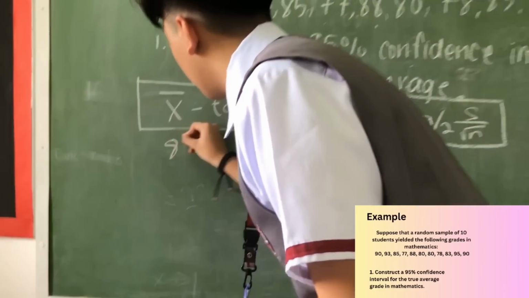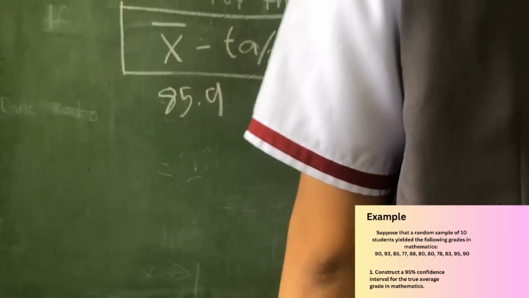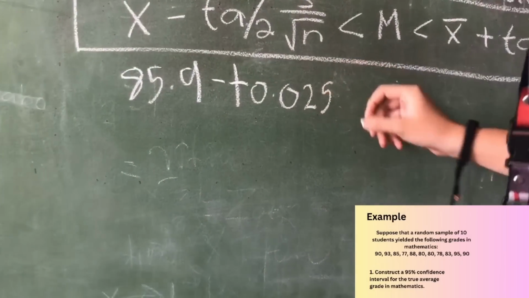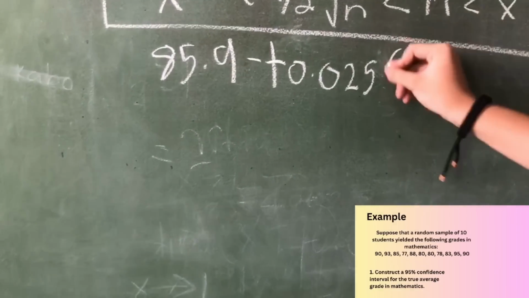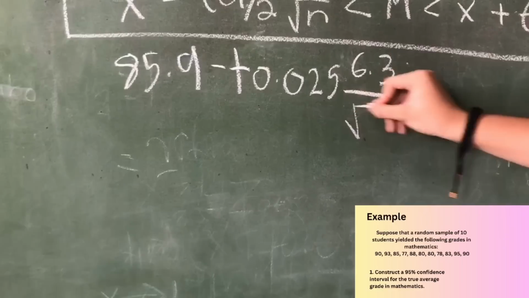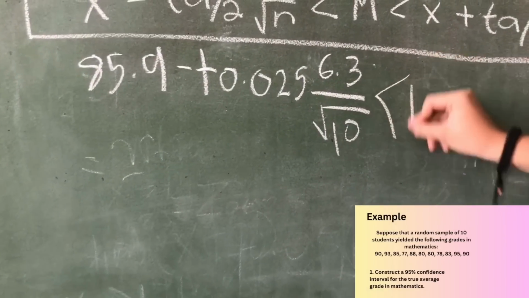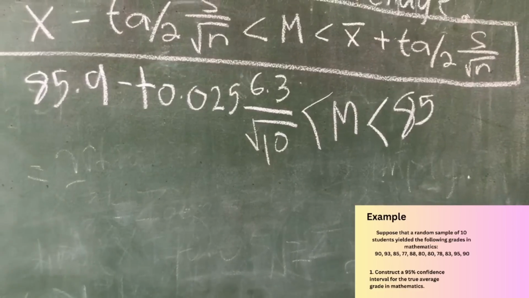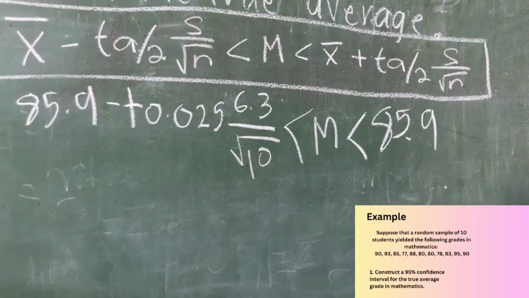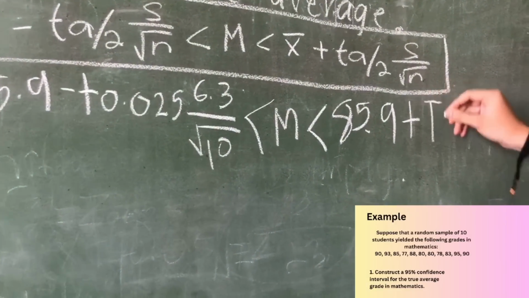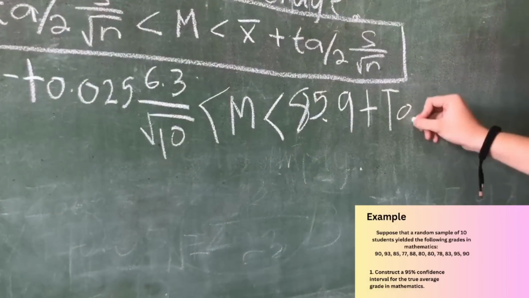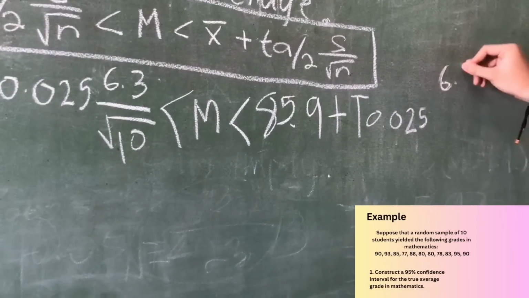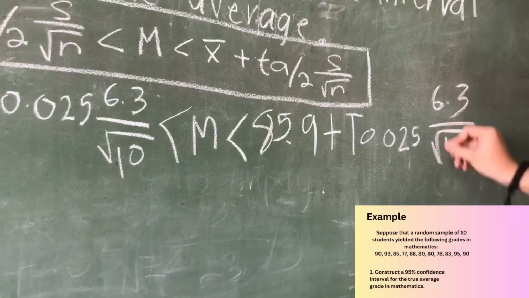Substitute: 85.9 minus t sub 0.025 times 6.3 over square root of 10, less than mean, less than 85.9 plus t sub 0.025 times 6.3 over square root of 10.